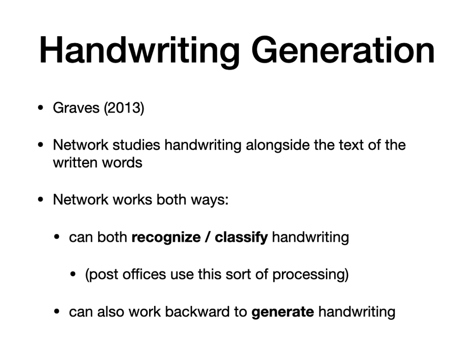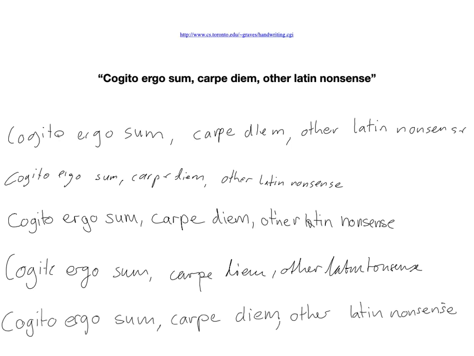So cogito ergo sum, carpe diem, other Latin nonsense is something I input into this system, and it just dumped right out 5 lines of handwritten text. You can see it's a little bit messy in places. Sometimes it misses a dot in the I. Sometimes it doesn't quite finish letters. But look at these different flavors. These look like 5 different people wrote this. Maybe the bottom 2 are pretty close for a minute. Then one of them gets more fancy than the other.